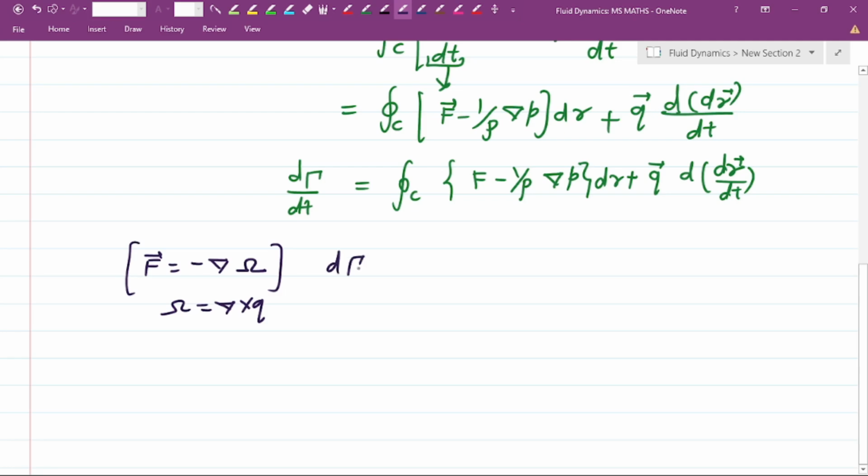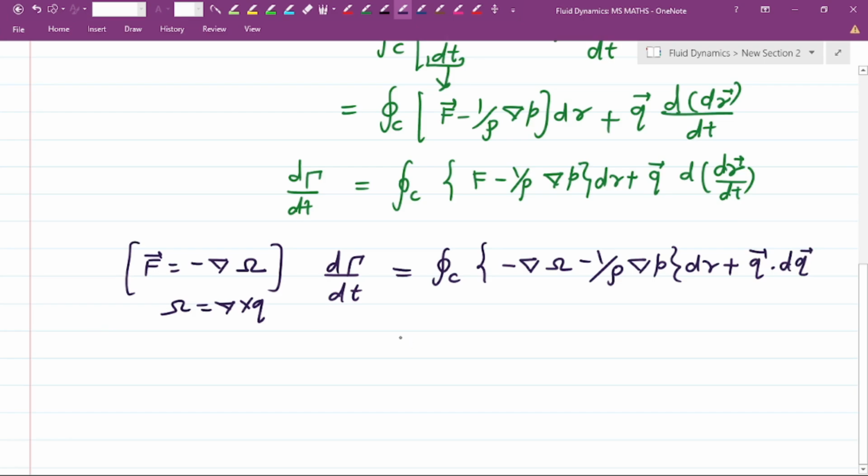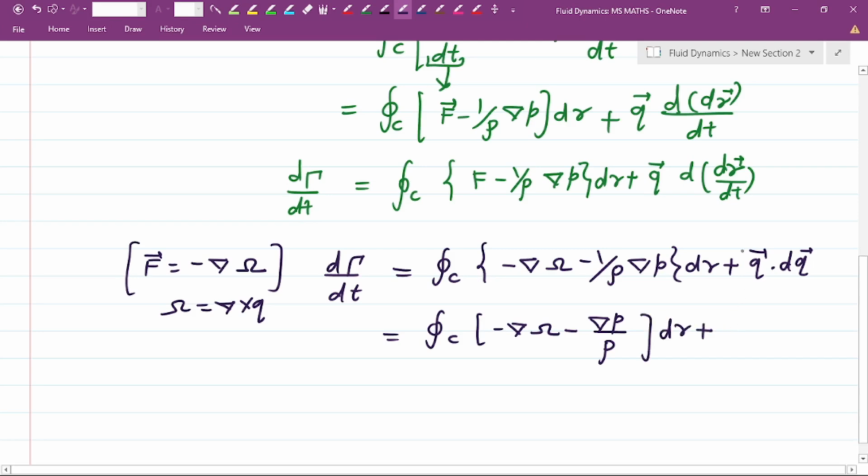So d gamma by dt is equal to the integration over the closed path of minus delta omega minus 1 upon rho delta p dr, plus Q vector dot dr by dt, which is basically the velocity, so it is dq vector. Now this quantity can be written as minus delta omega minus delta p by rho into dr plus the derivative of 1 by 2 q vector square. Okay, if you differentiate, you will get 2q and the 2 will be cancelled.